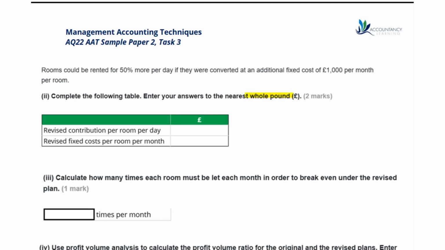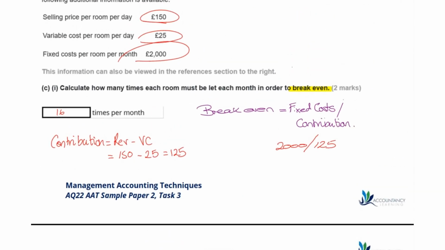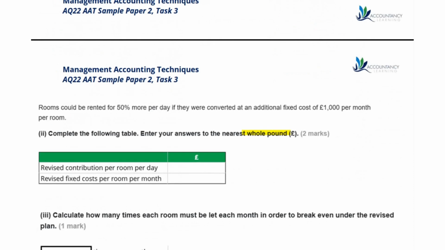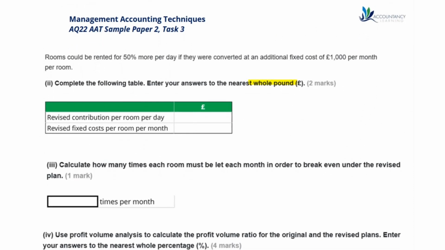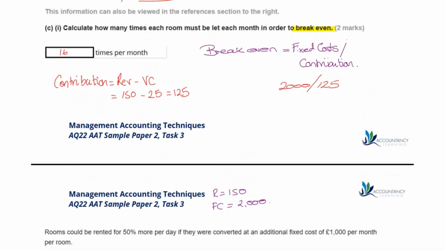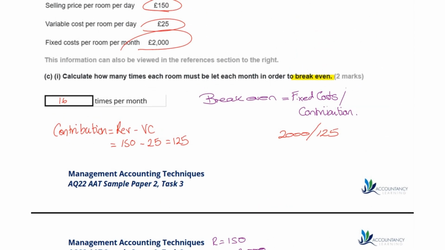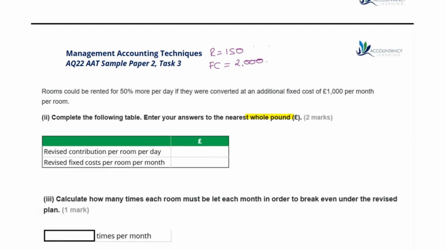So we need to work out what our revised contribution per room per day is and revised fixed cost per room per day. So our original amount was 2,000 fixed and £150 revenue. So we had 150 revenue and fixed costs was 2,000. We'll also need our variable cost for our contribution, which was £25.